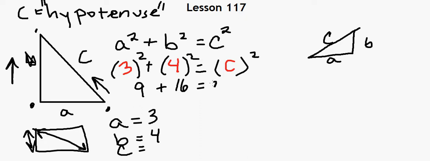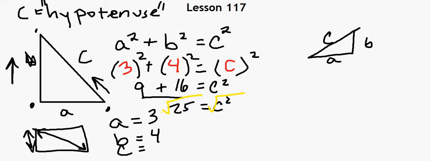Finally, we just know C squared, lose the parentheses. Add like terms. 9 plus 16 is 25. C is still squared. Now, how do I solve for C? How do I get rid of this little square, this little exponent? I take the, let's use yellow for this, square root of both sides.